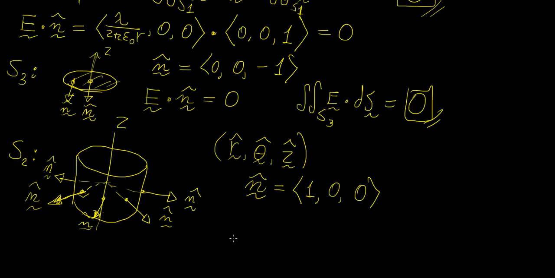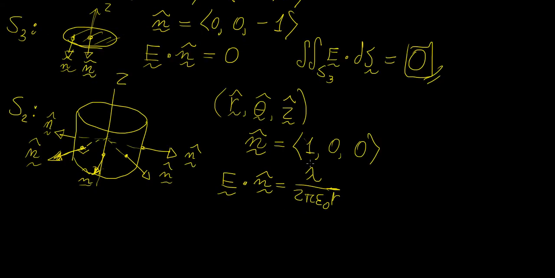So now if we go and take the dot product with the electric field, we have this times 1 in this case. Actually, this is not going to be a vector, this is going to be a scalar. So we have lambda over 2 pi epsilon 0 r, and everything else is just going to be 0. So this is what we integrate here.